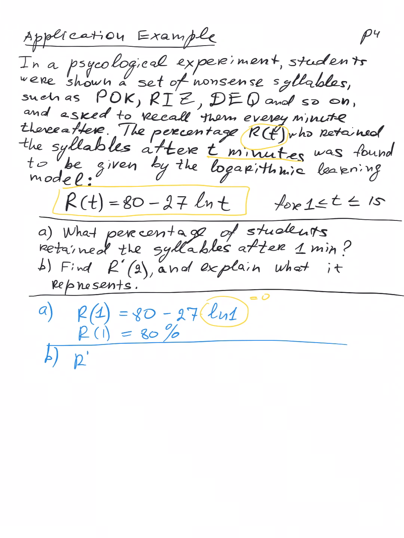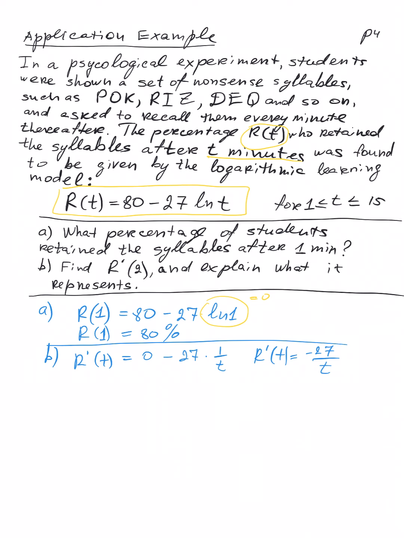Okay, part B. So we are looking for R prime of t first. Okay, R prime. So take a look at our function. You have 80. The derivative of 80 is 0, right? Then you have constant negative 27, and then you take the derivative of ln of t, which is 1 over t. So the derivative just equals negative 27 over t.